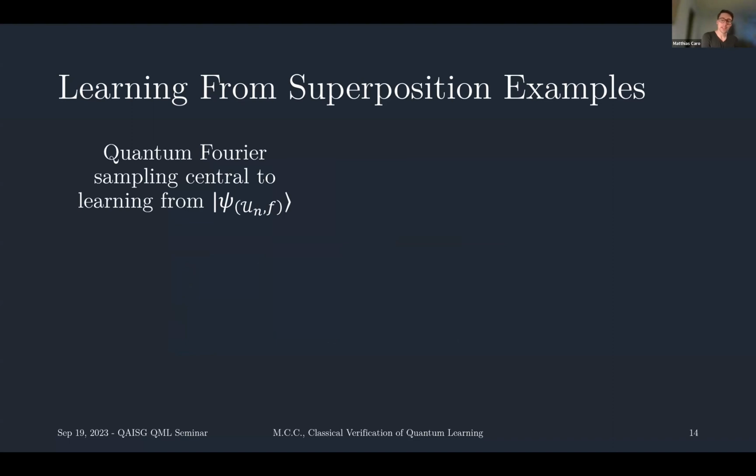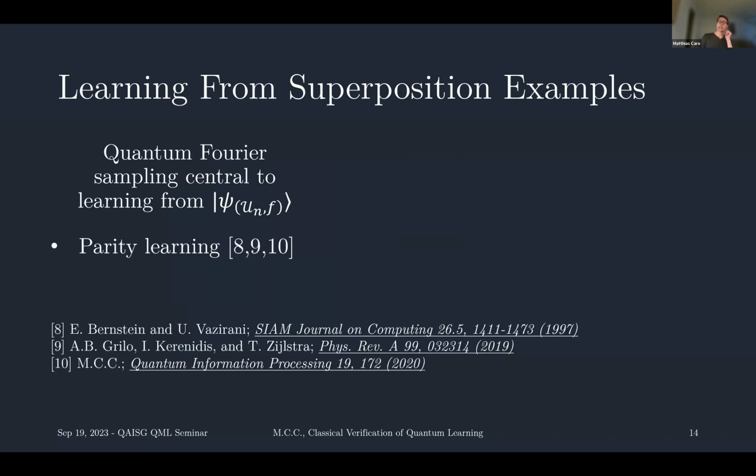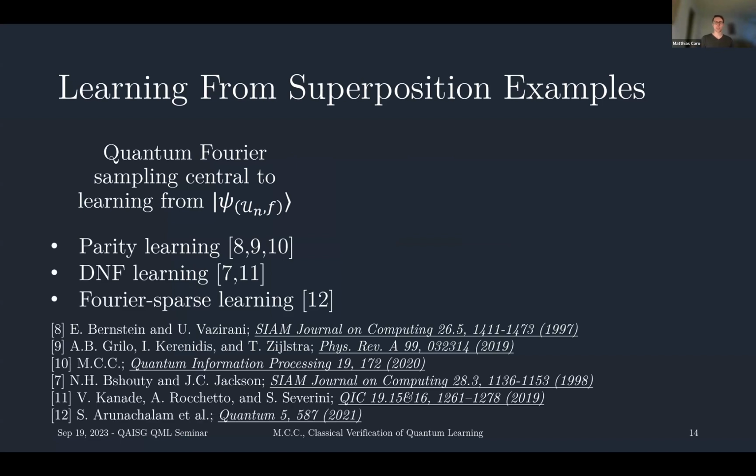Now, we know some answers to this, and these answers are typically based on quantum Fourier sampling. So quantum Fourier sampling helps us a lot. For example, it helps us with learning parities, it helps us with learning DNFs, and it helps us with learning Fourier-sparse functions. I want to highlight that these three are all examples where classically we don't know how to do it from random examples. We only know how to do it from membership queries, which is a stronger access model. So in this sense, it seems that these quantum superposition examples can do something that classical training examples cannot.